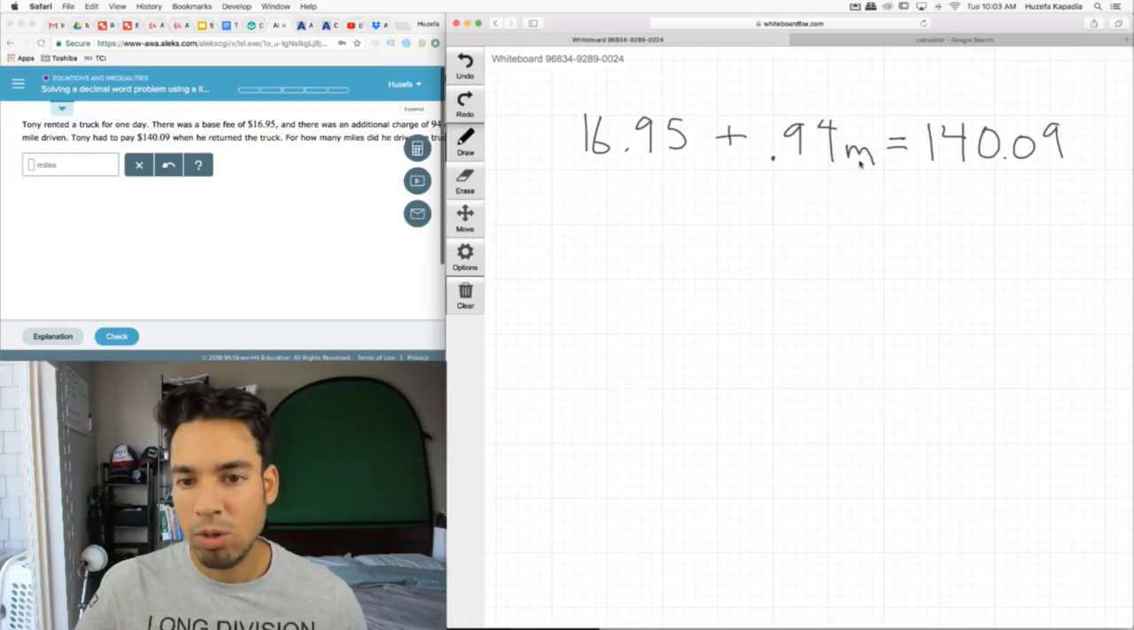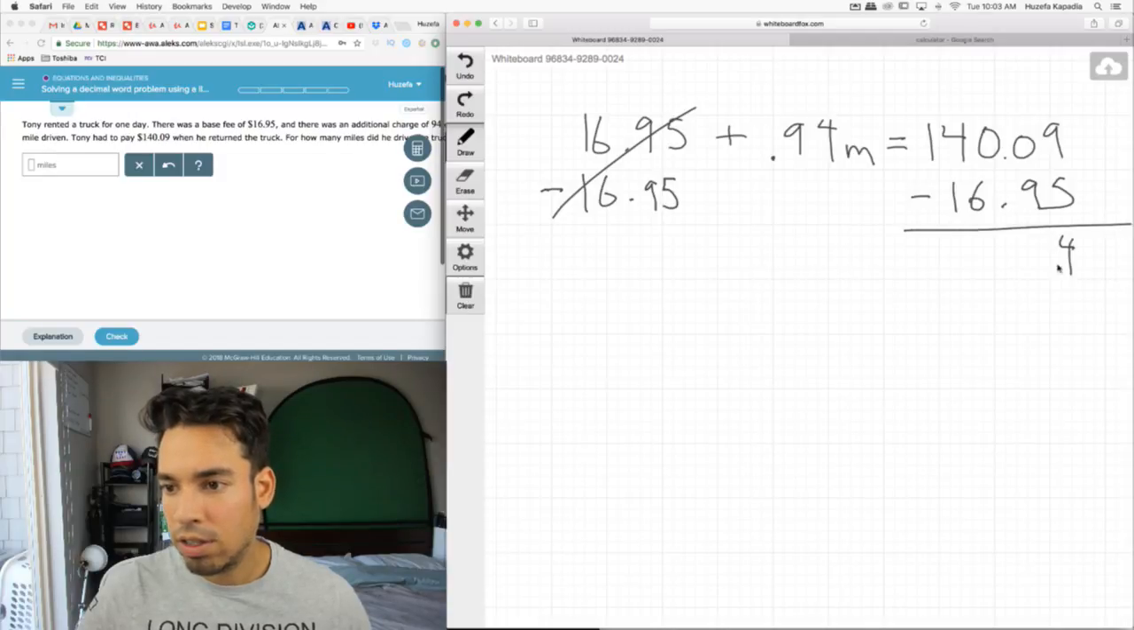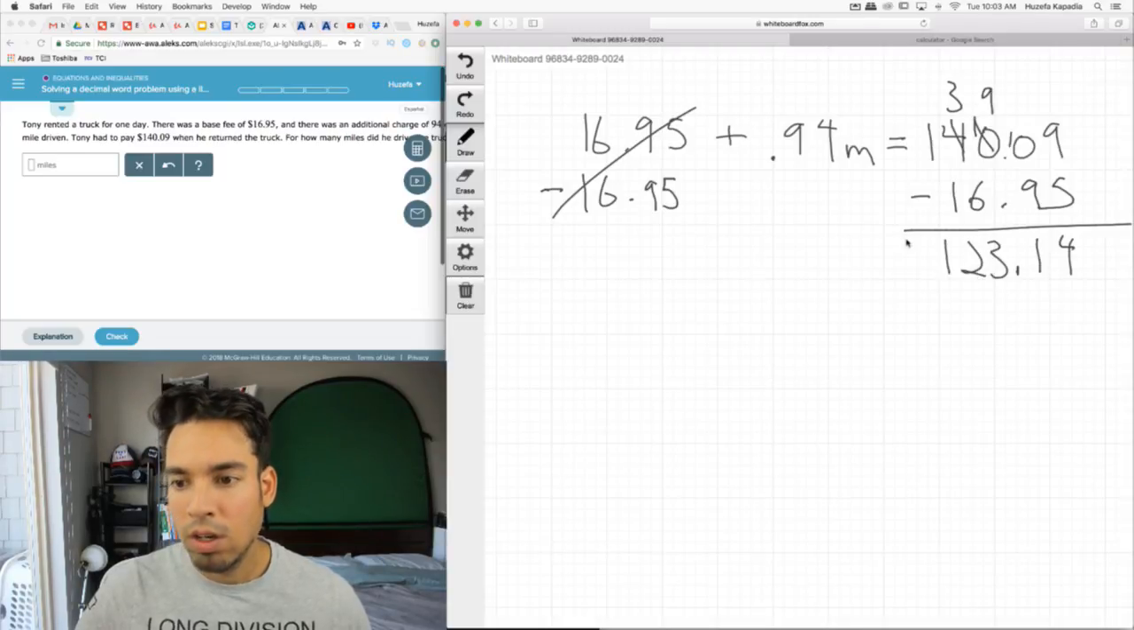Well, this is a single variable equation. We've got to solve for m, so let's do it. And we can use a calculator, which is nice. So first I'm going to isolate m. I'm going to subtract 16.95 from both sides. I could probably do this without the calculator here. So now we have 123.14 equals 0.94 m.